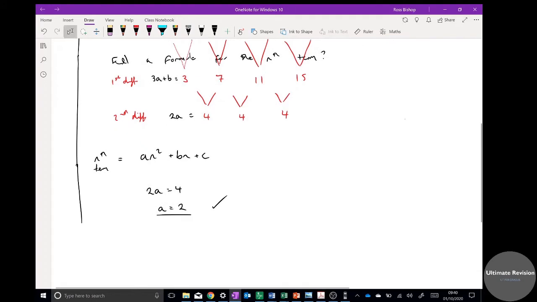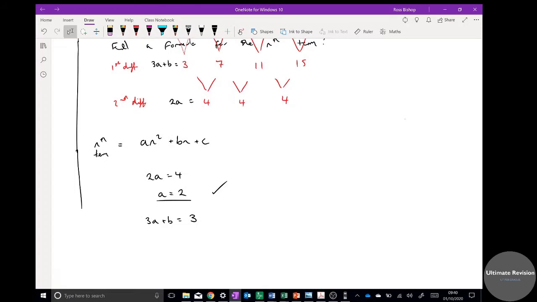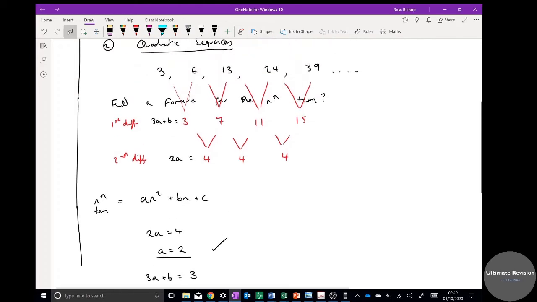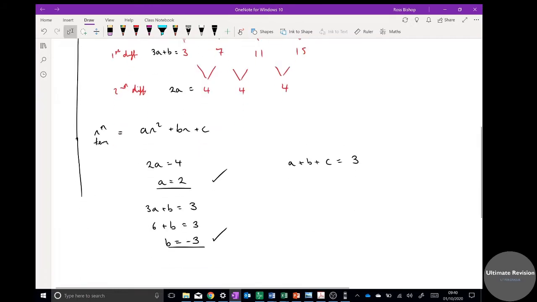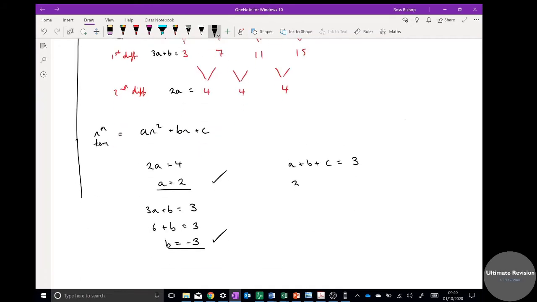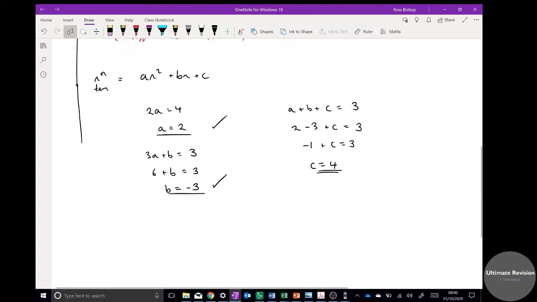Okay, so 3a plus b will equal 3. I know a is 2, so 6 plus b is 3. b will equal -3. And finally, a plus b plus c equals the first value there. So a plus b plus c equals 3, because that's the first term. So I get 2 minus 3 plus c equals 3. And that -1 plus c is 3. c equals 4.